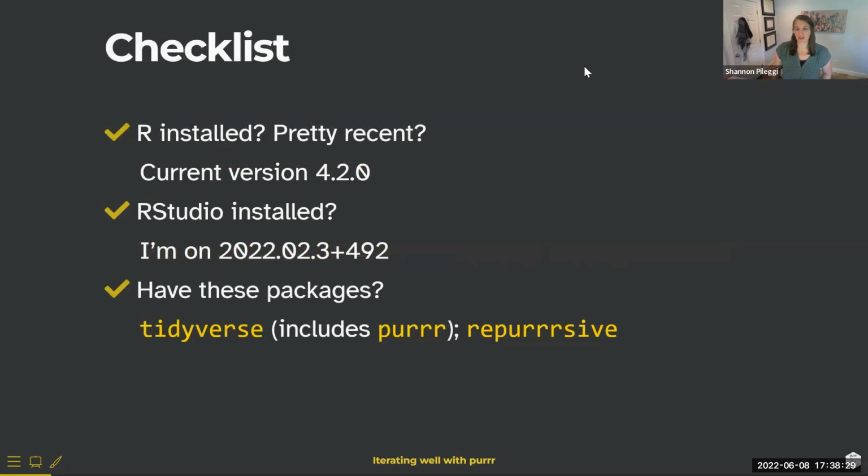So for this workshop, if you participate along, there will be some sections where you can actively participate, and to be a successful active participant, you're going to need R. Hopefully it's pretty recent, but please don't go try to update your R right now if it's not. You're going to need RStudio, or maybe you don't need RStudio, but I'll be demonstrating RStudio. And the packages that we are going to be using today are the tidyverse, which includes the purrr package, and also repurrrsive.